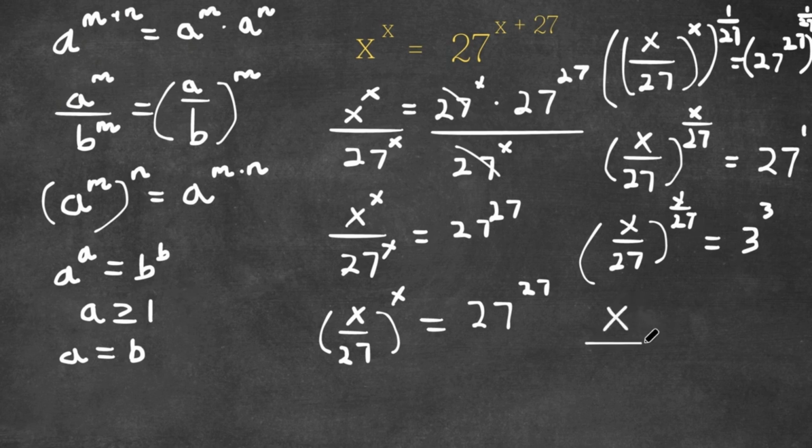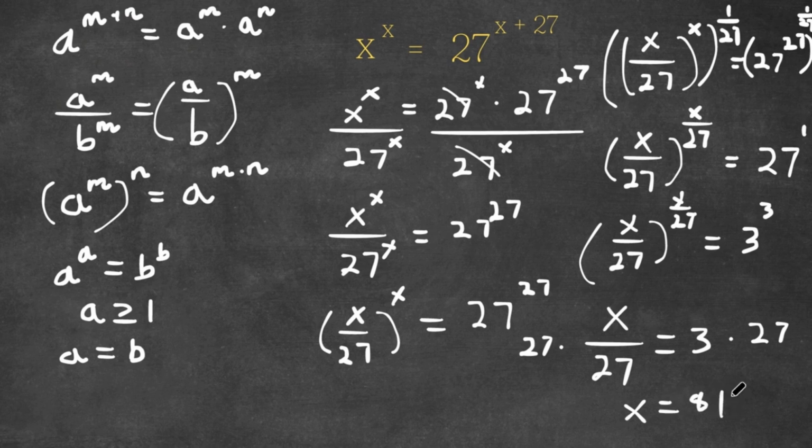So now we have x over 27 is equal to 3. And now I'll simply multiply both sides by 27 to have our final answer of x is equal to 81. So this is our answer.